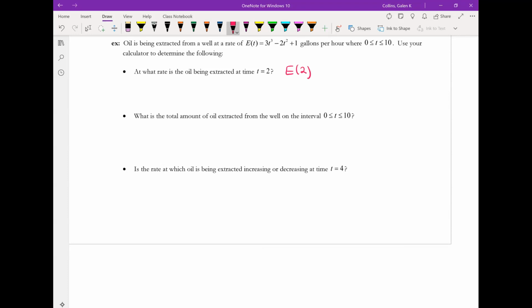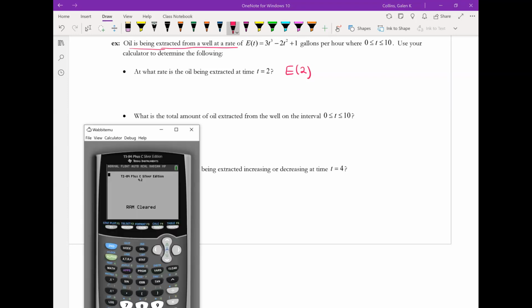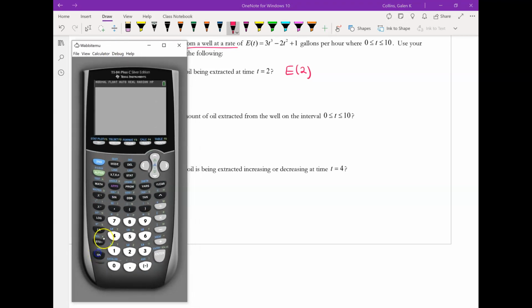So this is asking us for E of 2, since E is the rate at which the oil is being extracted. So the first thing we want to do is go into Y1 and write in our expression for E of t. So 3x cubed, since we can't make that a t, minus 2x squared plus 1.